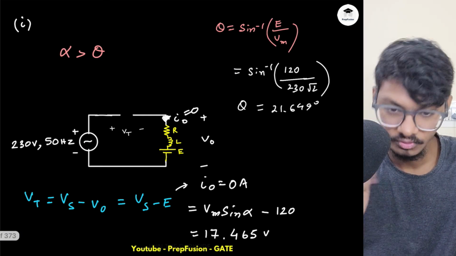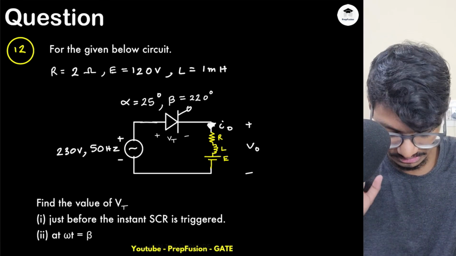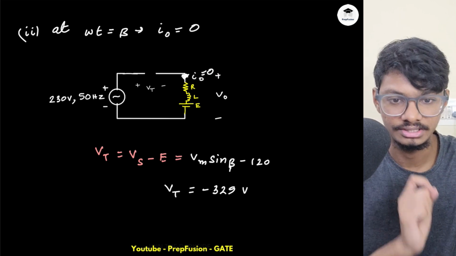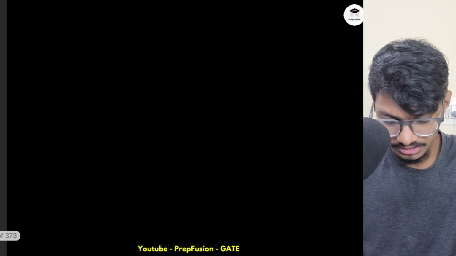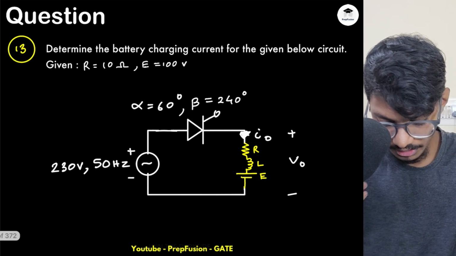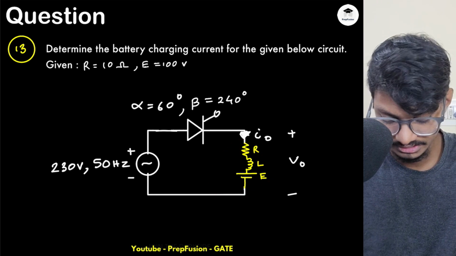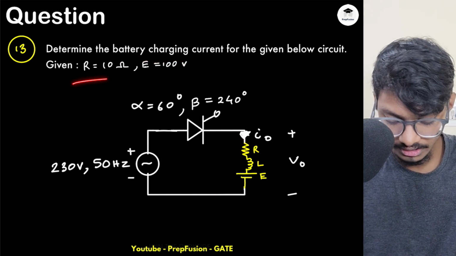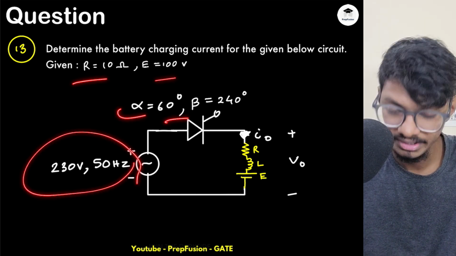This will be the thyristor voltage at omega t equals beta. So these are the answers. One is 17.465, another one is minus 329 volts, just after the instant the thyristor gets turned off. So now let's come to the next question. In the next question, again an RLE circuit is given. We have to determine the battery charging current for the given circuit, where R and E values are given, supply is given, alpha, beta, everything is given.